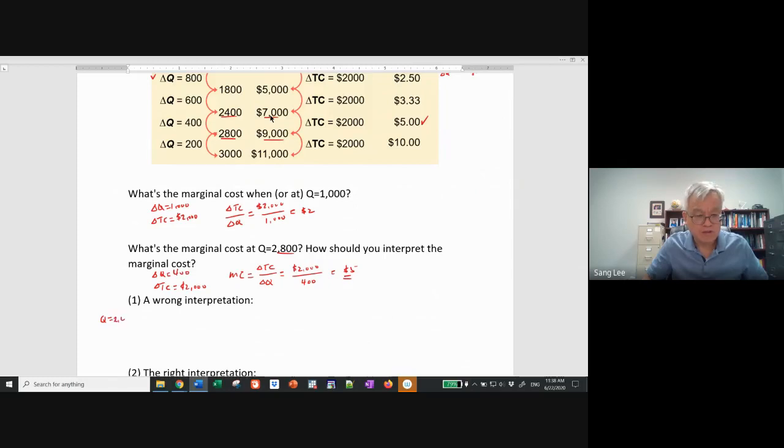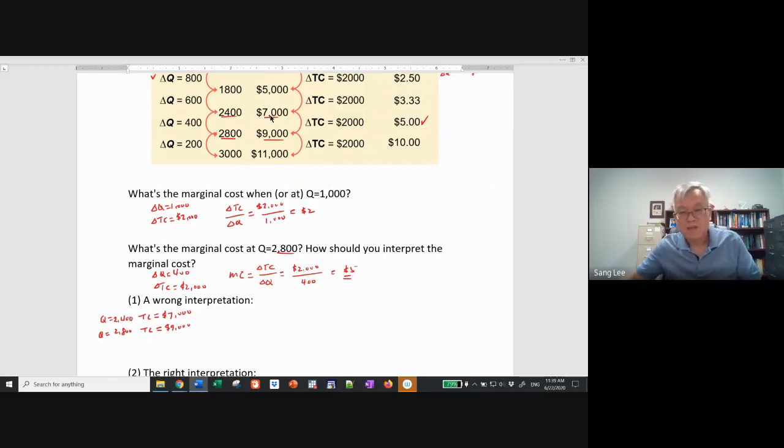2,400, total cost was 7,000. And at the output level of 2,800, total cost is 9,000. So here, the difference in quantity is 400. Difference in total cost is 2,000. So we divide 2,000 by 400. So that's $5. Okay.